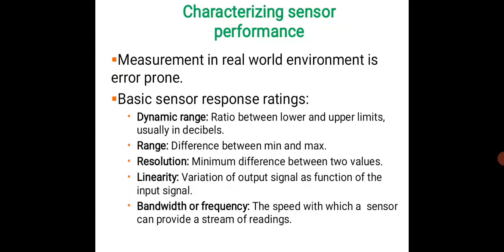always error prone. So we have various characteristics for the sensor, which are listed as dynamic range, which is nothing but what we use between a lower and an upper limit. The range, again, is a minimum and a maximum difference. Resolution is the minimum difference between two values. Linearity is the variation in the output signal as a function of the input signal. Bandwidth of frequency is the speed with which a sensor can provide a stream of readings.